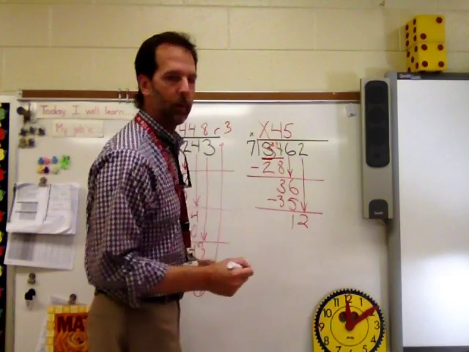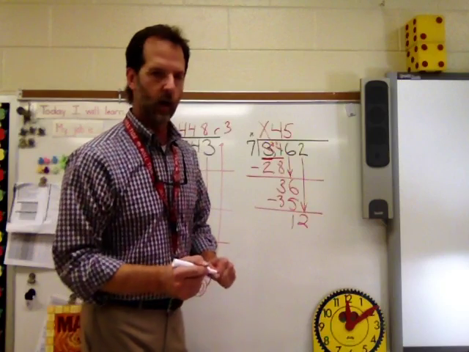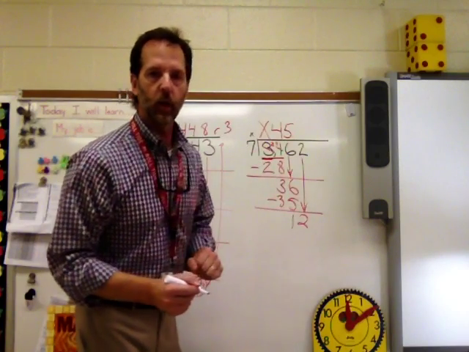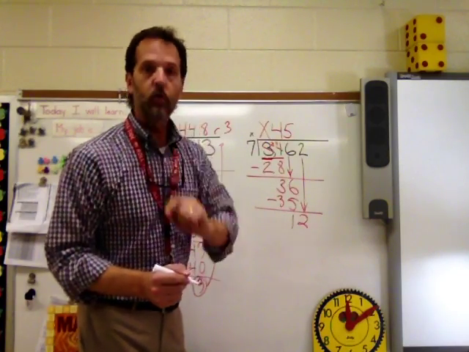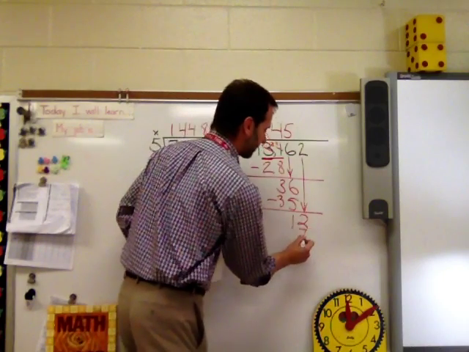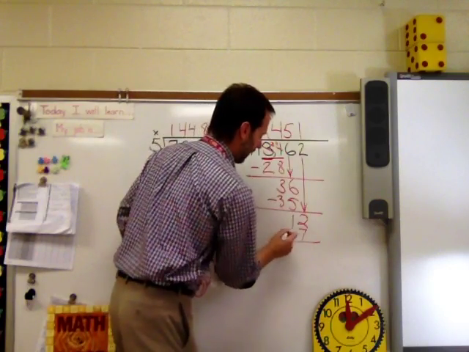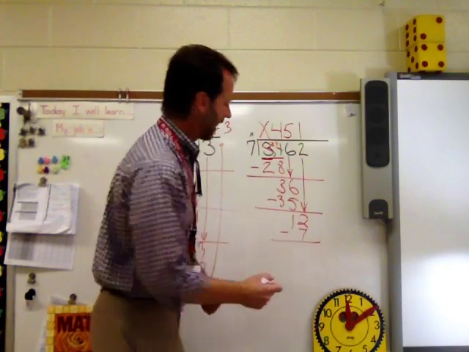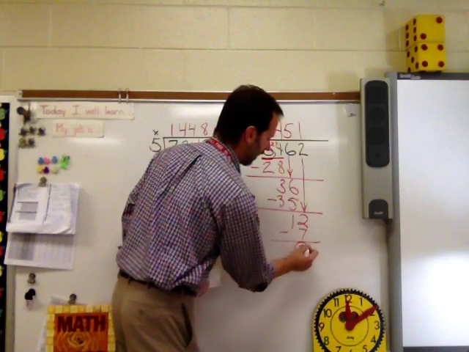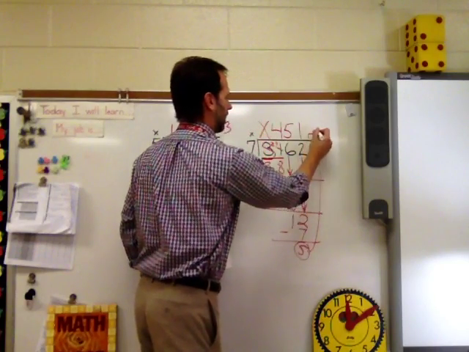12 ones. When I count by sevens, do I get 12? No. What's going to get me close? 1. One group of 7. 7 gets me close. 7 times 1. Okay? And now I subtract at the end. 12 minus 7 gives me a remainder of 5.